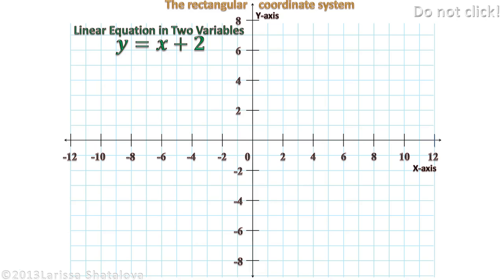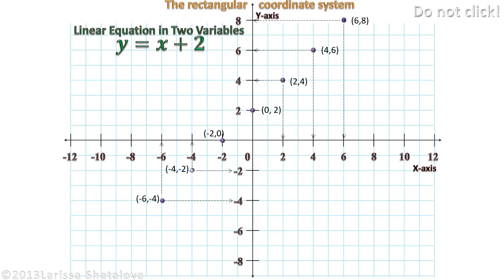Algebraic approach. Here is a point with coordinates 0, 2. Next would be 2, 4, 4, 6, 6, 8, negative 2, 0, negative 4, negative 2, and negative 6 and negative 4. If you look at the coordinates of each point, we can see the relation between x and y.